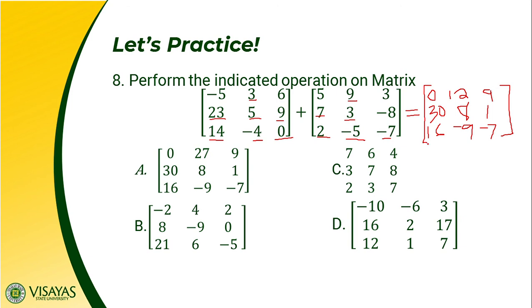Okay, so we have here the sum of these two matrices, which is 0, 12, 9, 30, 8, 1, 16, negative 9, negative 7. And the answer is letter A. Okay, so this one should be positive 12. This is just a typo error. So it should be 12. The answer is letter A.